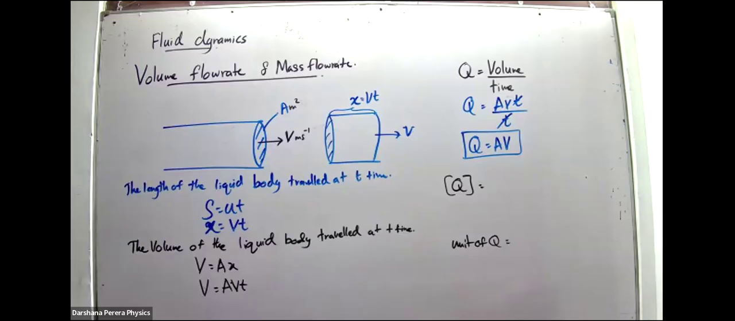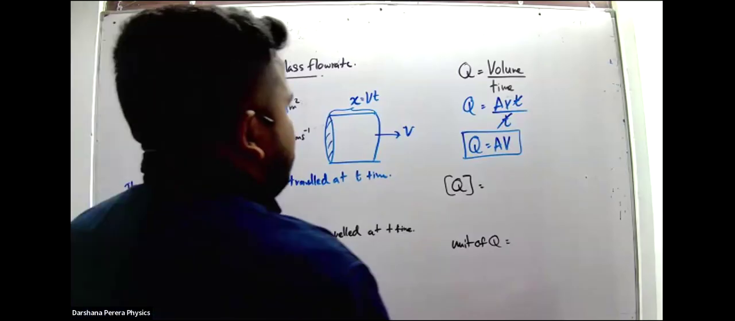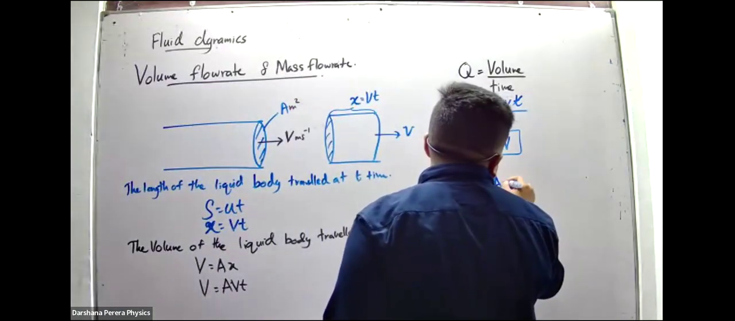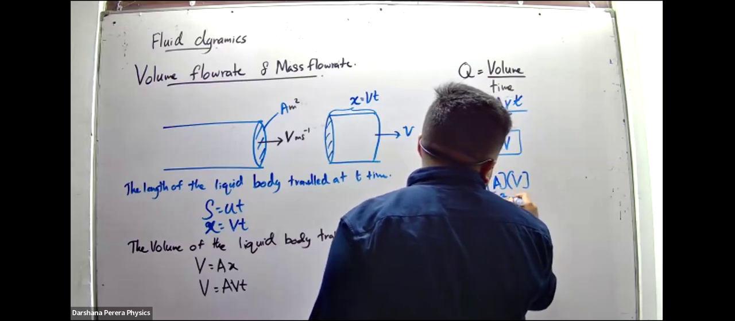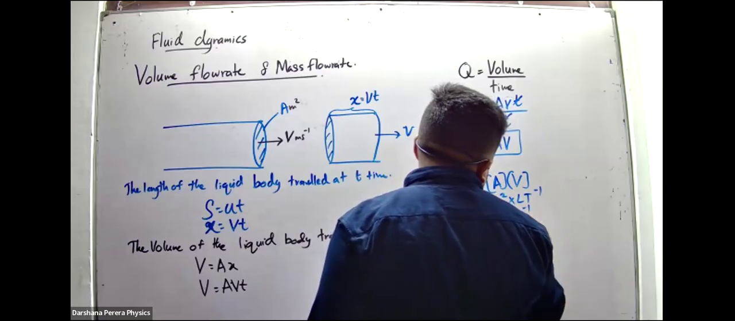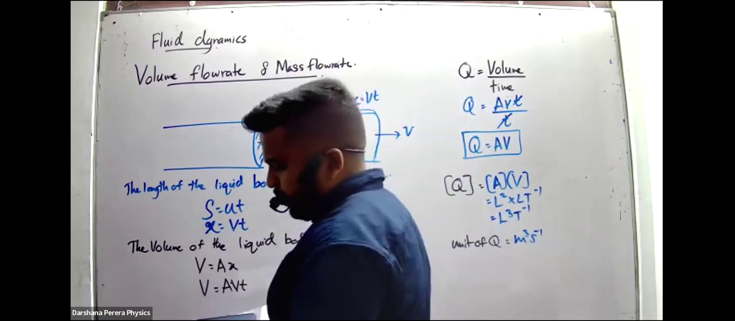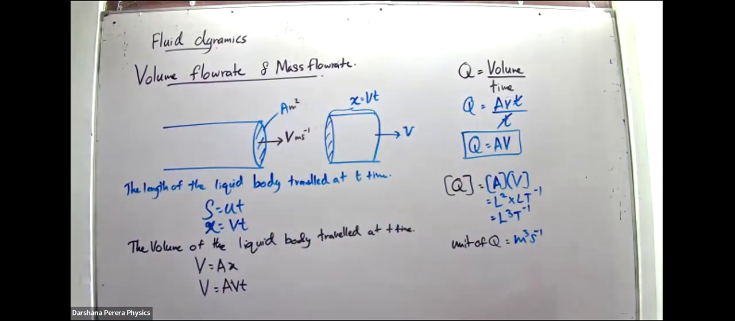Yes, that is the answer. So this one, A into v, that means L squared into L T to the minus 1, L cubed T to the minus 1. So the unit is m cubed s to the minus 1. This is the volume flow rate.